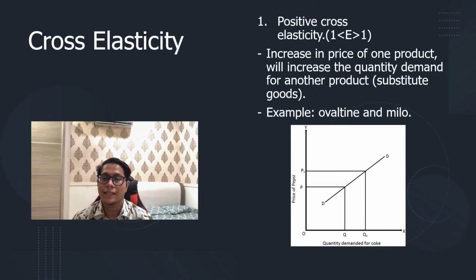There are three types of cross elasticity, which are positive, negative and zero. For positive, an increase in price of one product will increase the quantity demanded for another product. In other words, substitute goods. For example, Ovaltine and Milo. As we can see in the graph, if the price of Pepsi increases, the quantity demanded for Coke will increase, because we cannot afford the Pepsi, so we choose the Coke.